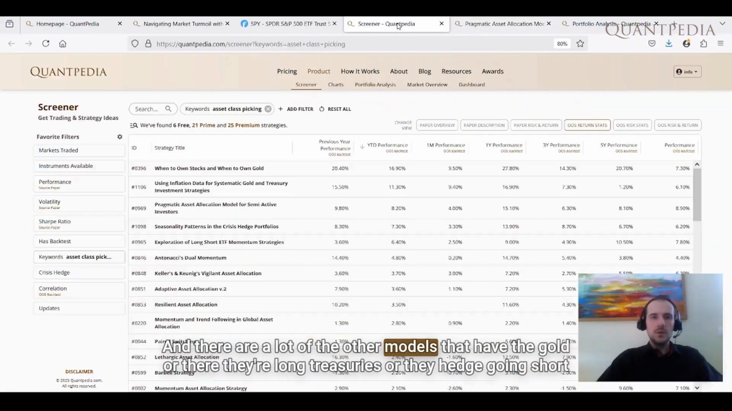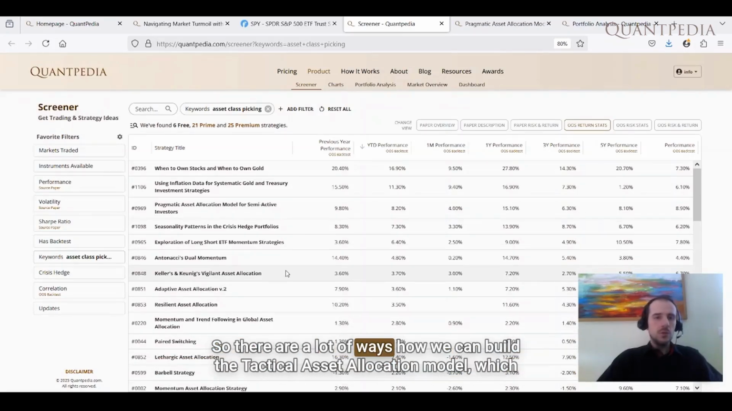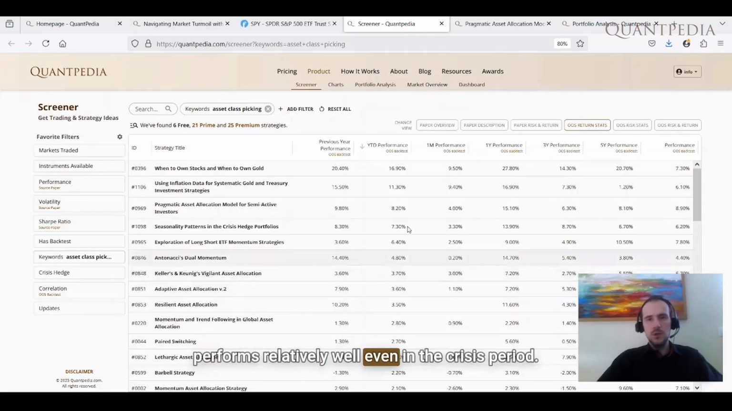And there are a lot of other models that have gold, or they are long treasuries, or they hedge by going short the equity market, or they hedge the tactical asset allocation portfolio by going long volatility ETFs, etc. So there are a lot of ways how you can build a tactical asset allocation model which performs relatively well even in a crisis period.